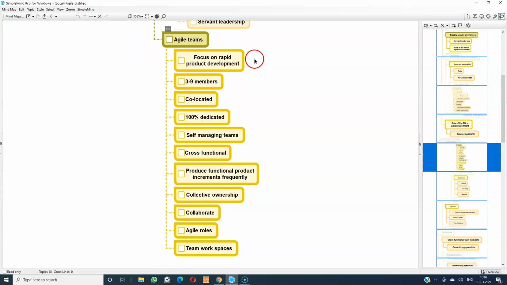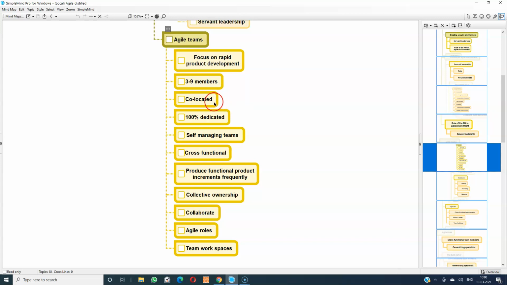Now, agile teams focus on rapid product development, with 3 to 9 members. So if you need a very large team, let us say 100 members are required for a project, the project has to be subdivided into maybe 10 iterations running in parallel, each comprising around 9 members.